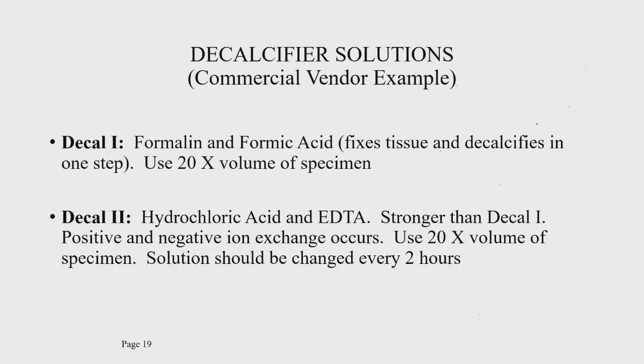Here are some examples of decalcifier solutions that are used, and this is just one company, which has Decal 1 and Decal 2. Formalin and formic acids are actually used in this, and it fixes the tissue and decalcifies it at the same time. The Decal 2 has a special consideration. It's hydrochloric acid and EDTA, which is what I mentioned before. The hydrochloric acid is much more aggressive, but then the EDTA is a buffering or softening agent.